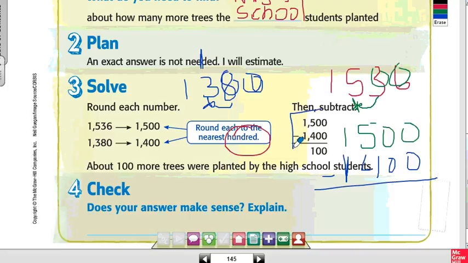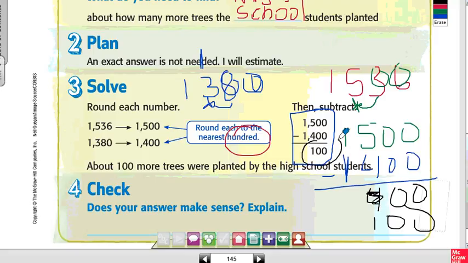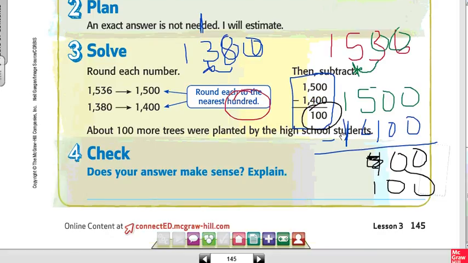And this is what they did. They subtracted right there. 0 minus 0 is 0. 0 minus 0 is 0. 5 minus 4 is 1, and then 1 minus 1 is 0. Sorry, whoops. It's 1. So my answer is 100. Sorry about that. So when it says check, does your answer make sense?